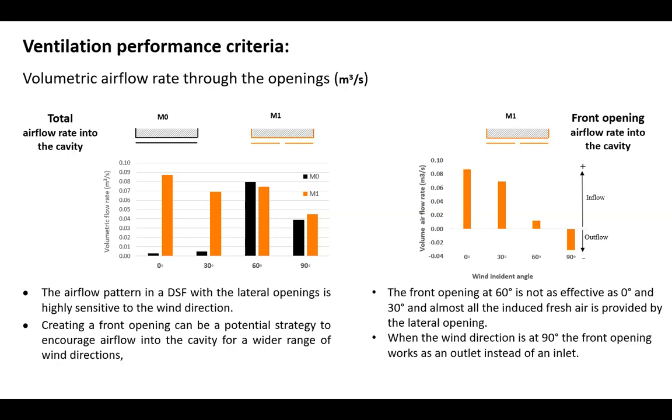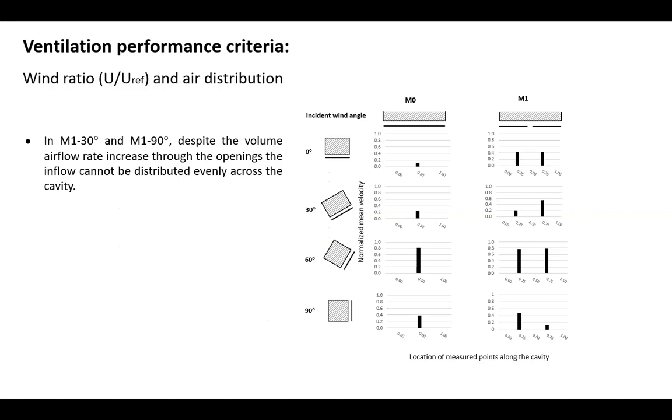This graph shows the performance of front opening in terms of airflow rate into the cavity in just this configuration. As we can see, the front opening at 60 degrees is not as effective as 0 and 30 degrees, and almost all the induced fresh air is provided by the lateral opening. When the wind direction is at 90, the front opening works as an outlet instead of an inlet. So in this direction of the wind, the front opening cannot be effective for improving the ventilation in the cavity.